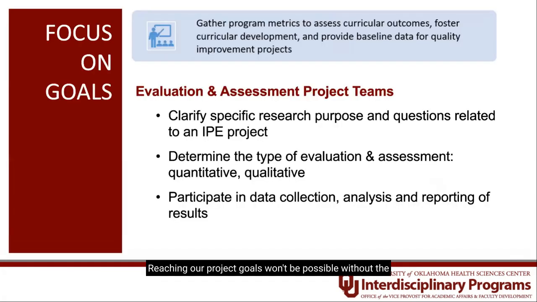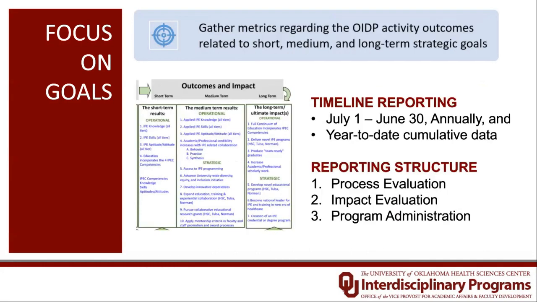Reaching our project goals won't be possible without the great efforts of our evaluation and assessment project team, who work to clarify specific research purpose and questions related to any of our IPE programs, help determine the type of evaluation, whether it be quantitative or qualitative, and also participate in data collection, analysis, and reporting of results. The current annual timeline for our IPE program evaluation reporting is July 1st to June 30th, and our reporting structure will consist of process and impact evaluation, as well as program administration.